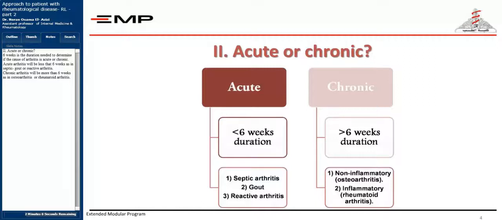2. Acute or chronic. Six weeks is the duration needed to determine if the cause of arthritis is acute or chronic. Acute arthritis will be less than 6 weeks, as in septic arthritis, gout or reactive arthritis. Chronic arthritis will be more than 6 weeks, as in osteoarthritis or rheumatoid arthritis.